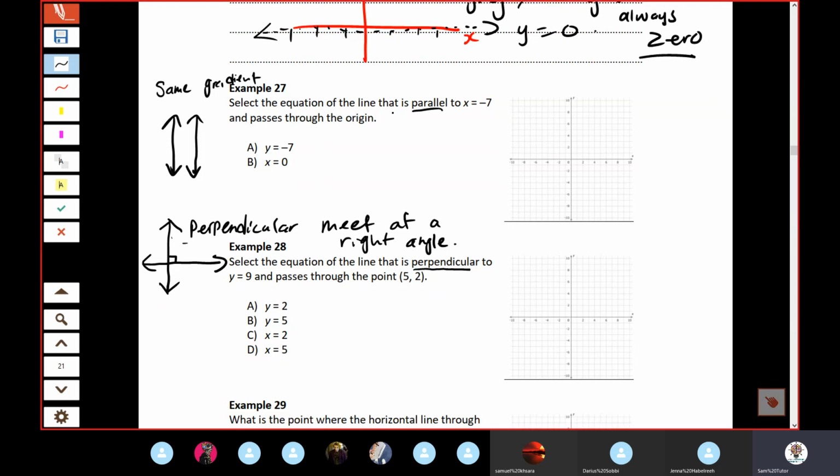Select the equation of the line that is parallel to x equals -7. Okay, how do we draw that? I forgot, x this way, horizontal. No, careful. If you look at it, if you by accident drew that, just look. Your x's are changing. X is -10 here. X is -6 here. X is 0 here. X is 4 here. X is 10 here.